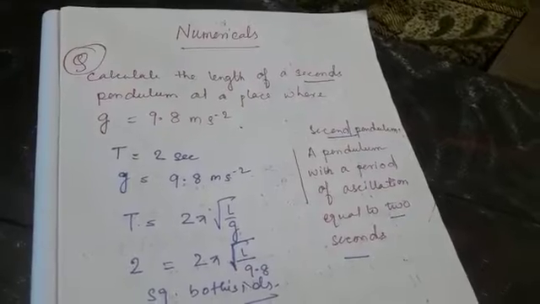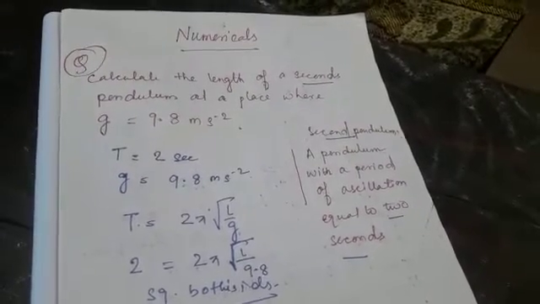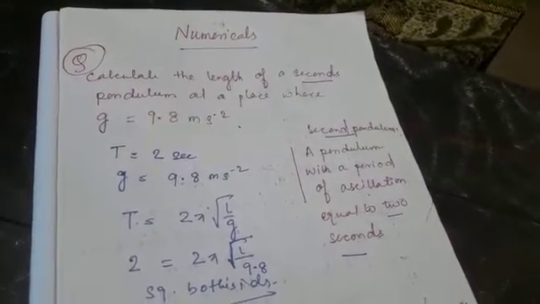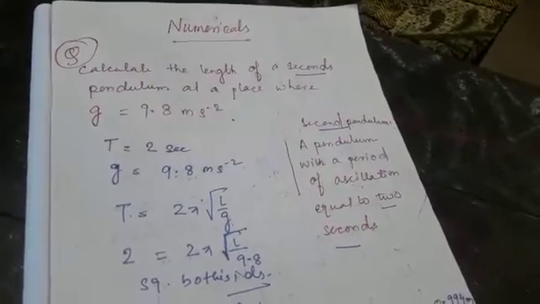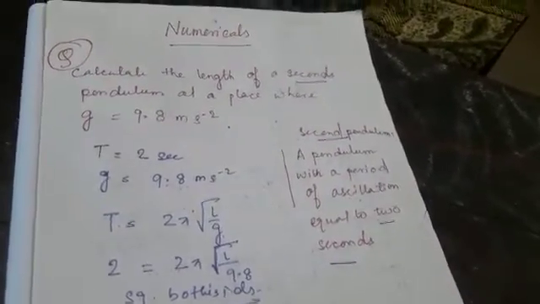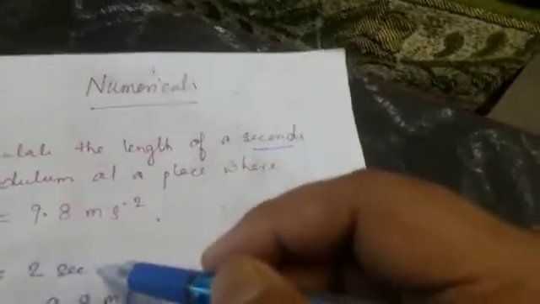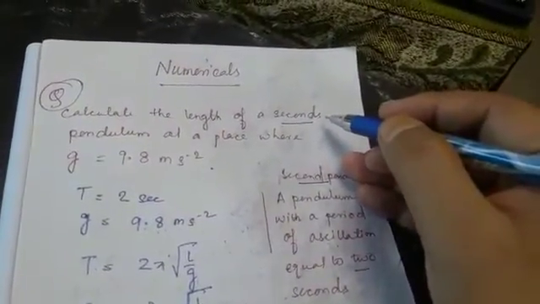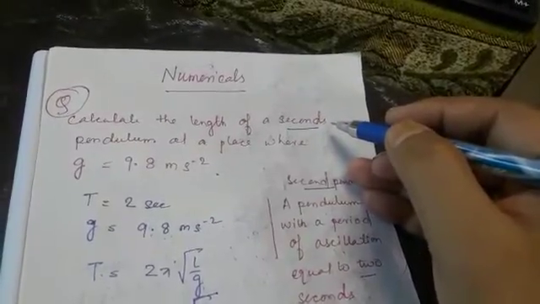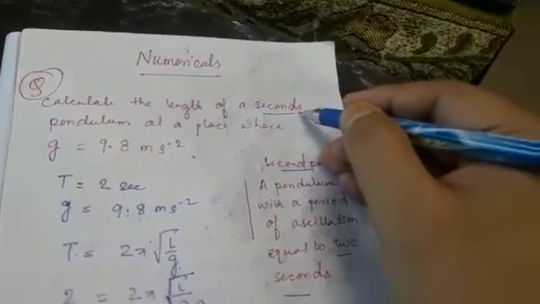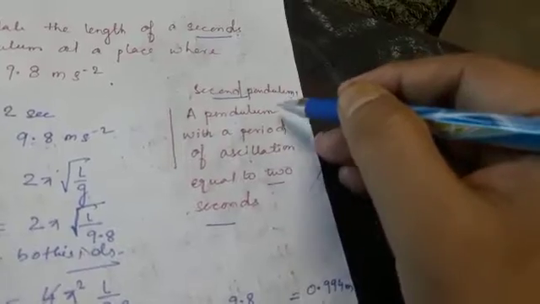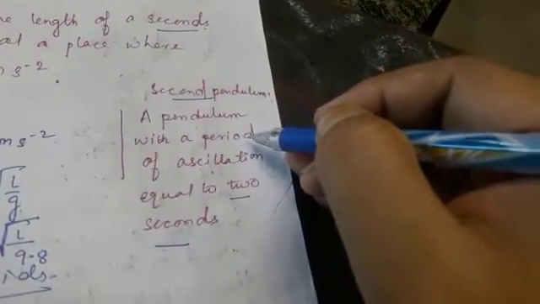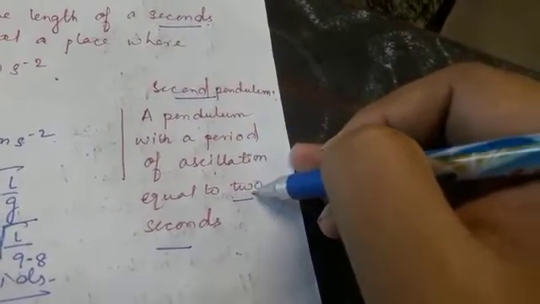Calculate the length of a seconds pendulum at a place where g is 9.8 meter per second square. Now see, by seeing the question only they have given a hint. They are telling calculate the length of a seconds pendulum. Now what actually is a seconds pendulum? A seconds pendulum is a pendulum with a period of oscillation equal to 2 seconds.